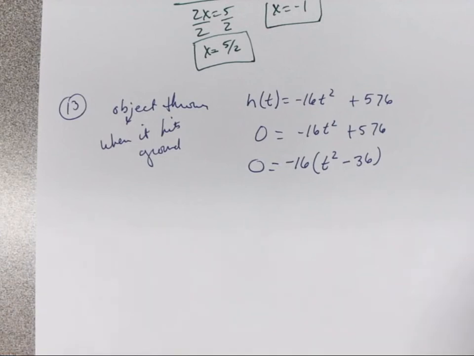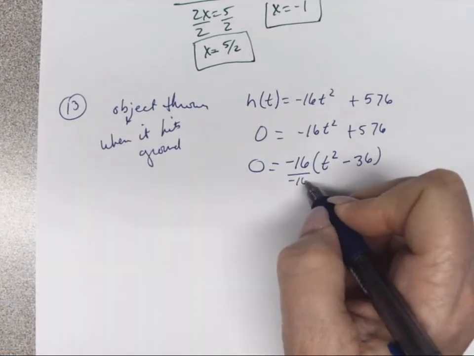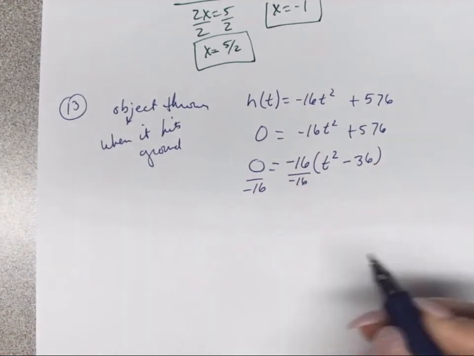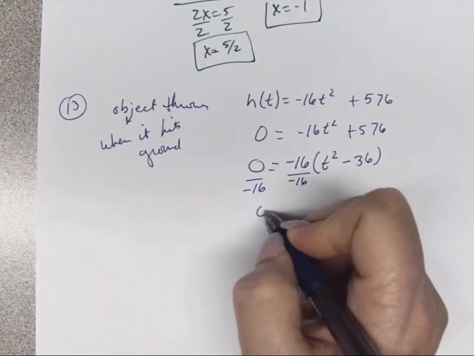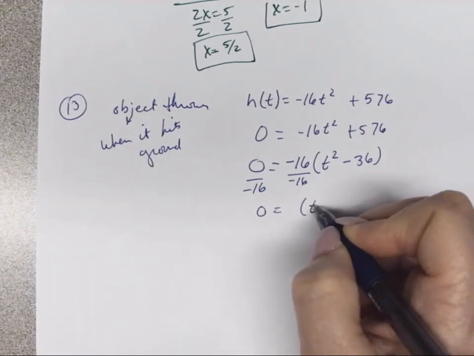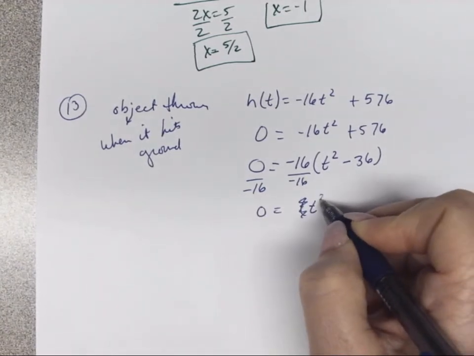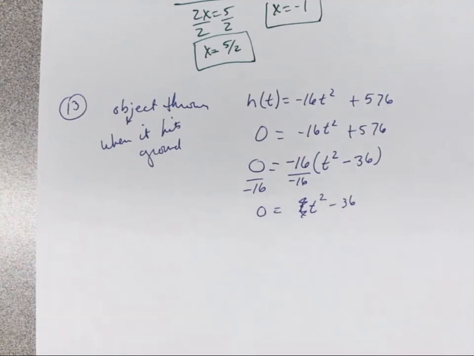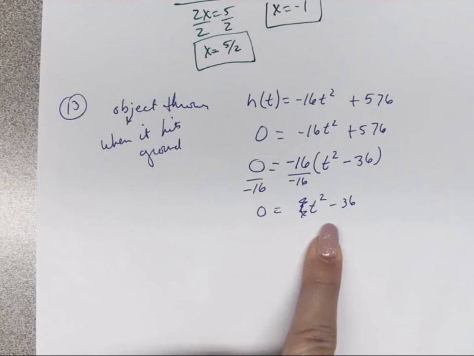Now, we can divide by the 16 to just clear it out. 0 divided by 16 is still 0. And we don't need the parentheses now, so we have t squared minus 36. Now, t squared minus 36, oh, that's the difference of squares, isn't it?